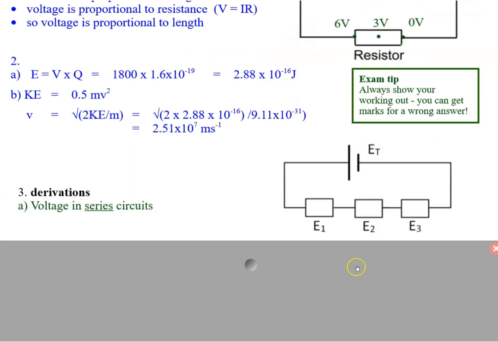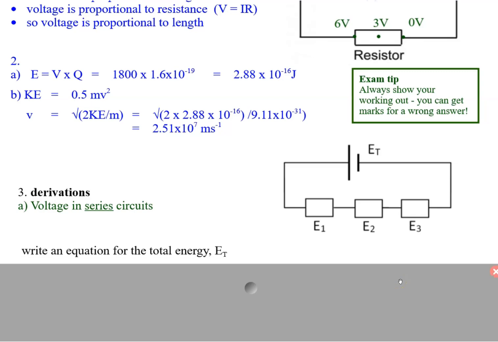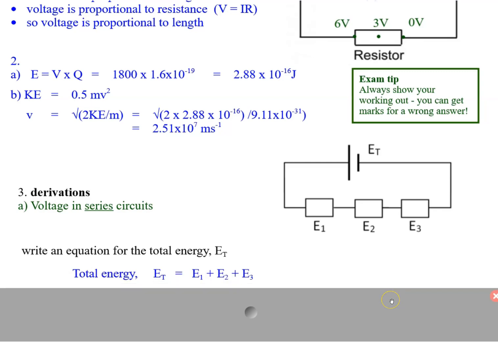So a series circuit. Okay, so let's imagine we have a battery or a cell which provides a total energy ET. And we have 3 resistors. Each one takes some energy from the total, E1, E2, and E3. So our first starting point, based on conservation of energy, is what does the total energy ET represent? And hopefully you can see that that would just be the sum of each of these energies, E1 plus E2 plus E3.